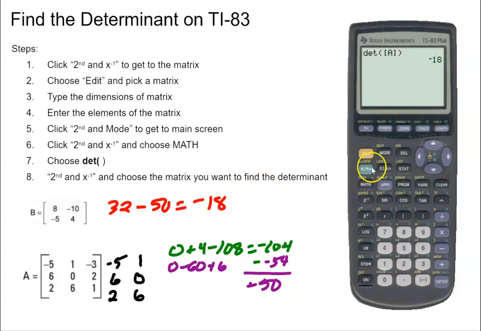which is what I have here. What about the other one? Do we get a negative 50? So I'm going to hit second, x to the negative first, I'm going to choose math, the determinant, which is number 1. We're going to choose matrix B this time, so second, x to the negative first, number 2, which is our 3 by 3, and the parentheses, and I get negative 50. So that is how you can use your graphing calculator to find the determinant of a matrix.